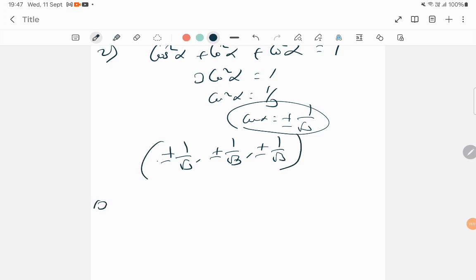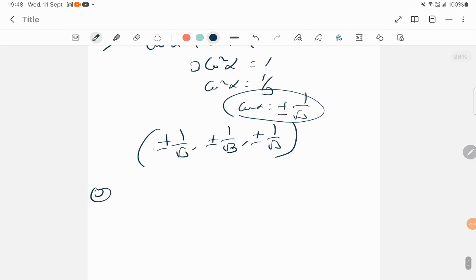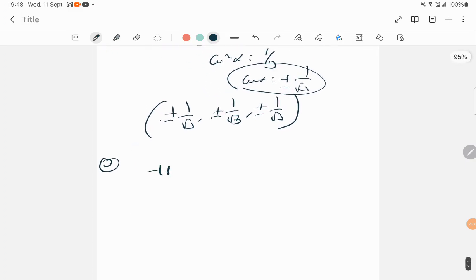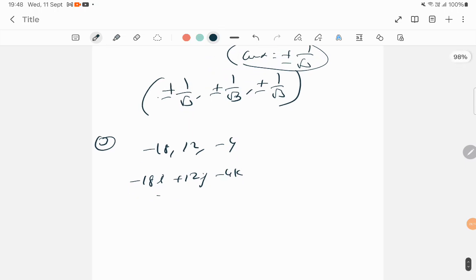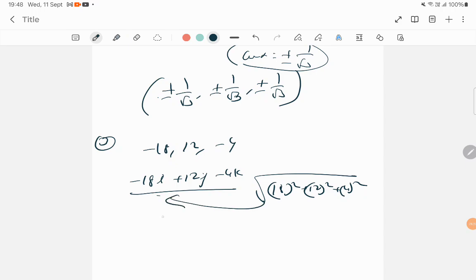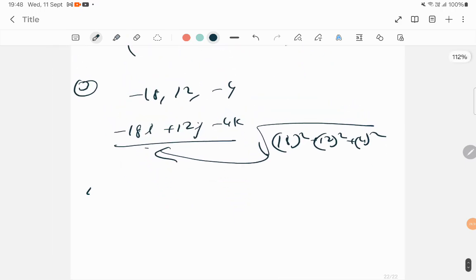So let's go to the third question. If a line has a direction ratio minus 18, 12 and minus 4, they are asking for the direction cosine. You know, the direction ratio is like minus 18i plus 12j minus 4k. This is a direction ratio, because its magnitude is not unity. What is the magnitude? It is 18 the whole square plus 12 the whole square plus 4 the whole square. Divided by this magnitude, you will get the direction cosine. So take that value and plug it in here. Okay, so let's go to the fourth question.